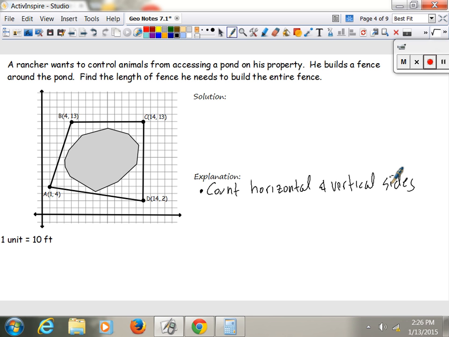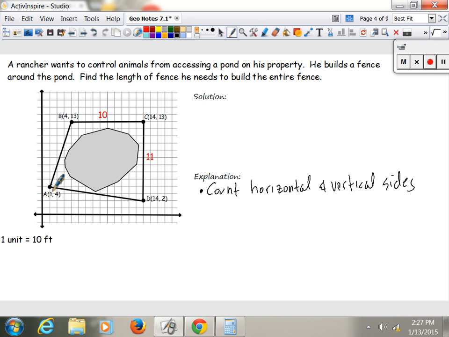Okay, so to count across, you would get 10. So if you count, you can see there's going to be 10 going across. Now you could even look at that. X2 is 14. X1 is 4. What's 14 minus 4? 10. You can do the same thing for Y here. 13 minus 2 is 11. That's got to be 11. And if you count it, there's 11 there when you count it. So there's two sides already done.